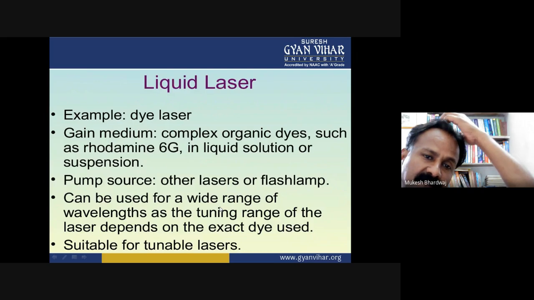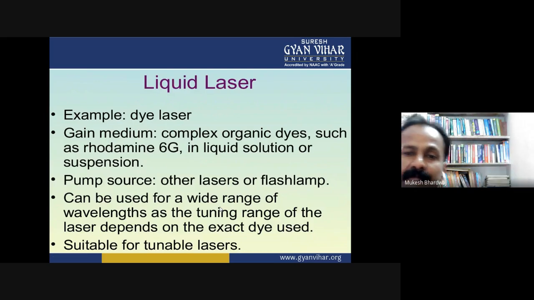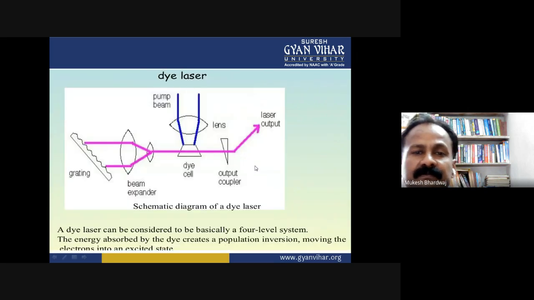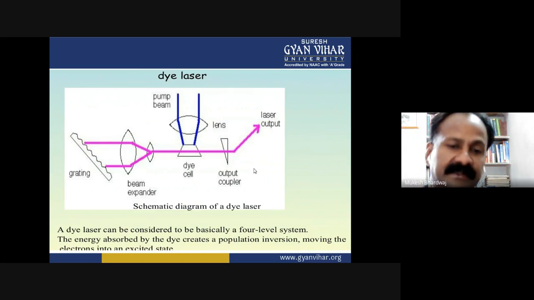Liquid laser, for example the dye laser. Gain medium: complex organic dyes such as rhodamine 6G in liquid solution or suspension. Pump source: lasers or flash lamps can be used for a wide range of wavelengths, as the tuning range of the laser depends on the exact dye used. Suitable for tunable lasers. This is the schematic diagram of a dye laser. A dye laser can be considered to be basically a four level system. The energy absorbed by the dye creates a population inversion, moving the electrons into an excited state.